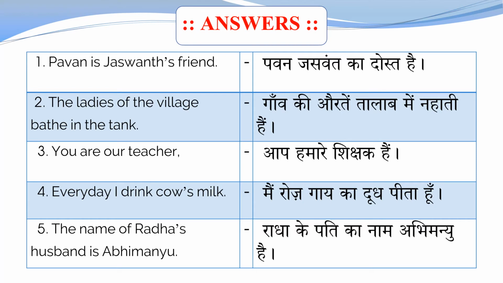I means my. Drink translates to peeta hoon. Cow's milk or milk of cow, translated as gai ka doodh. Every day means har roz ya roz. So the answer would be my रोज गाय का दूध पीता हूँ. सेंटेंस स्टार्टेड विद माय एंड्स विद हूँ.